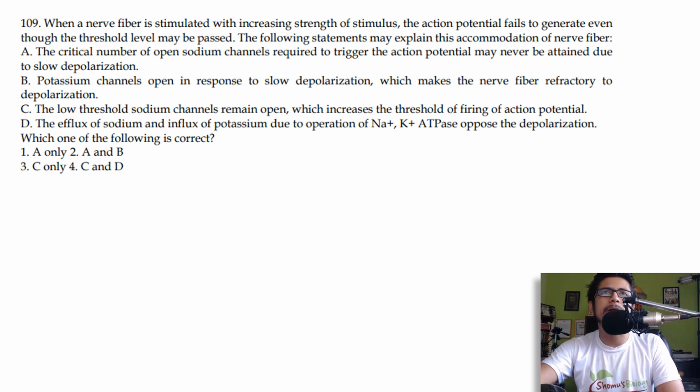Now let's look at this one. When a nerve fiber is stimulated with increasing strength of stimulus, the action potential fails to generate even though the threshold level may be passed. The following statements may explain the accommodation of nerve fiber. Now 4 statements are provided.